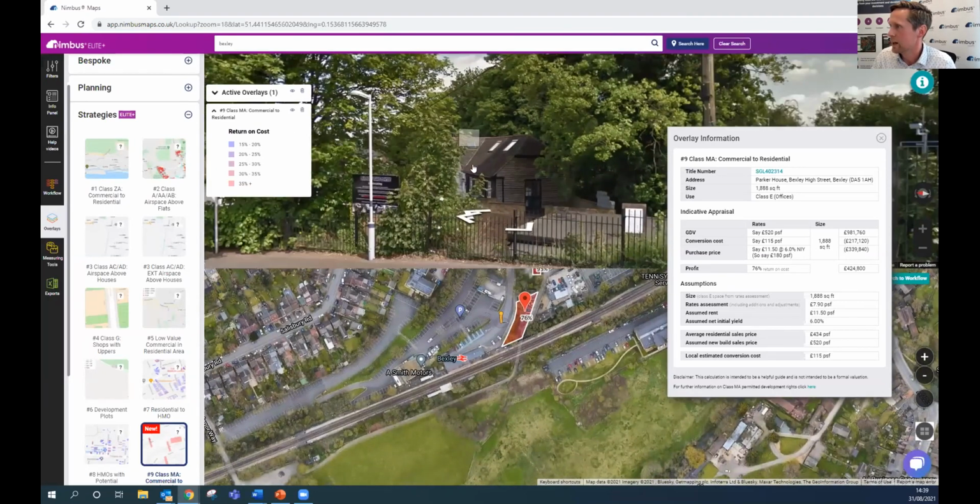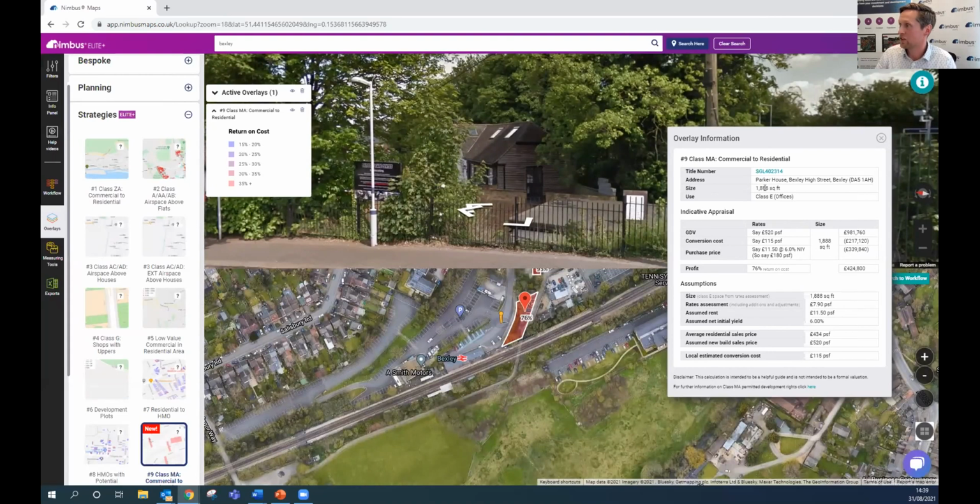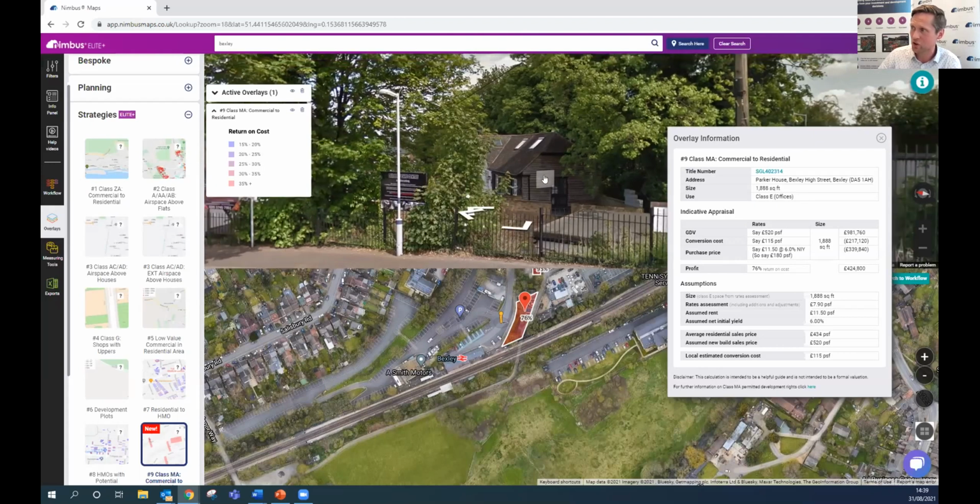So behind there we go, a little office sat behind there. It's 2,000 square feet, Class E offices. It's worth £520 a foot converted. Those 800 square feet then mean it's worth about £1 million once it's built. Got a conversion cost there. It shouldn't cost us too much to convert that little building. £115 a foot. So we're on 30 seconds at the moment.